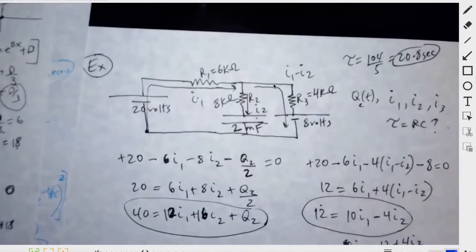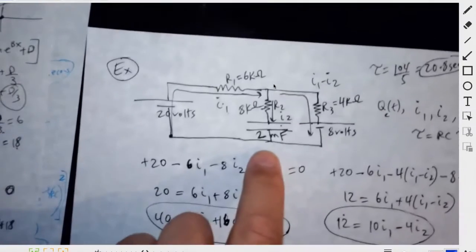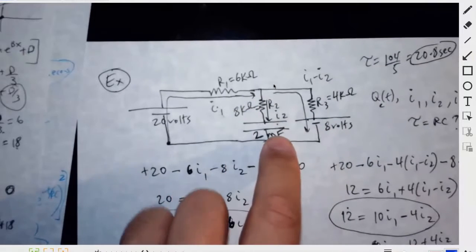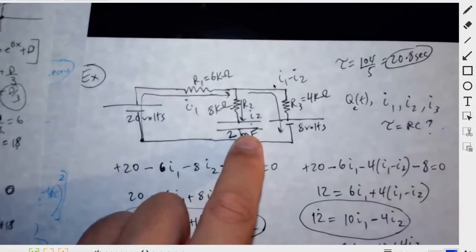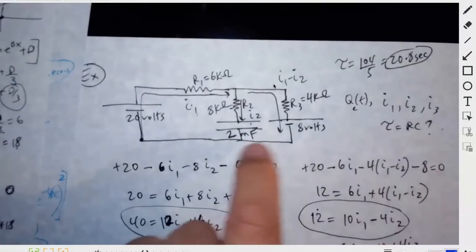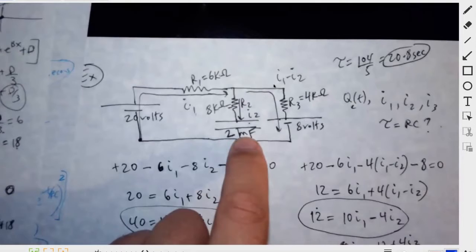Does that make sense? 20.8 seconds. Can you get that just by looking at this? The RC. Well, you only have one C, that's 2 millicoulombs.